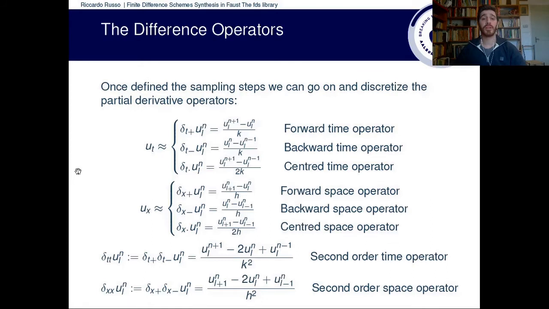So we have our mathematical model, we have defined our sampling steps, and now we can go on and discretize the partial differential operators, which is actually the core of finite difference schemes. Here we have the difference operators in time and space in different versions, and what you need to know is that the centered one is more accurate. This looks like a lot of math, I know, but actually these are just basic algebraic operations. These can then be combined to obtain higher order derivatives.